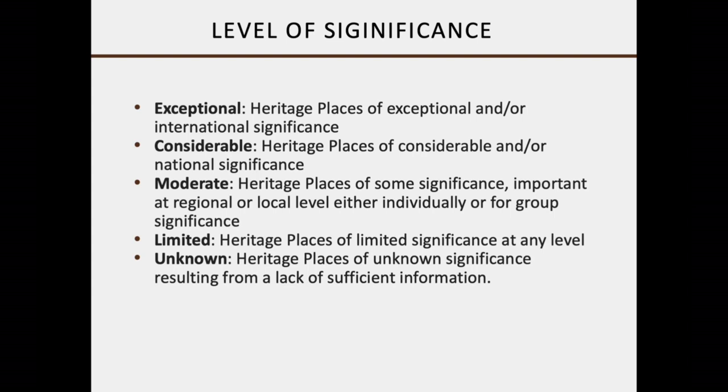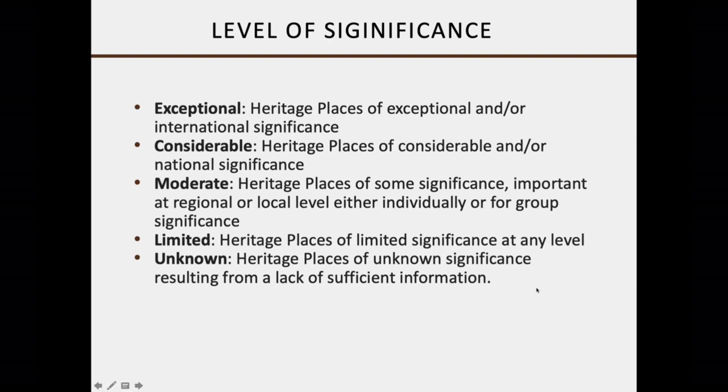So as you have in your activity sheet, we want you to define the level of significance based on these five different levels. First, exceptional, where you talk about heritage places of exceptional and or international significance. These could be sites that are either World Heritage Sites, or they're on the list to become World Heritage Sites, or your Department of Antiquities thinks that these sites should become World Heritage Sites, let's say.